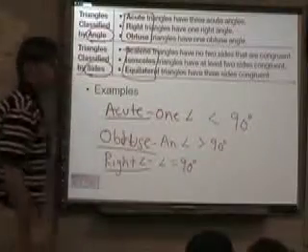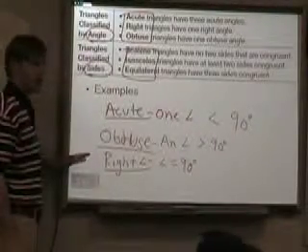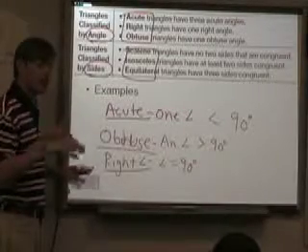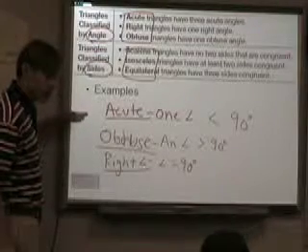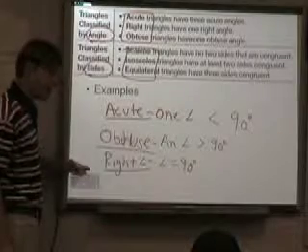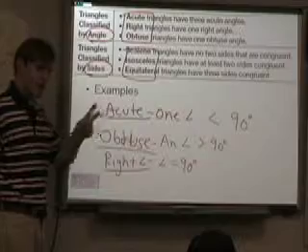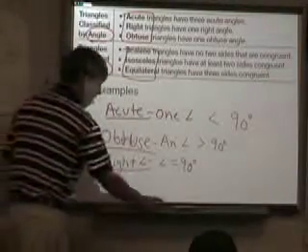So we're talking about three things: smaller than 90, bigger than 90, and equal to 90. Do you see that? Try to do more than just write the notes. Try to listen to what I'm saying too. Acute, smaller than 90. Obtuse, bigger than 90. Right, equal to 90. You only have three choices here: bigger, smaller, or equal. This is talking about the angles.